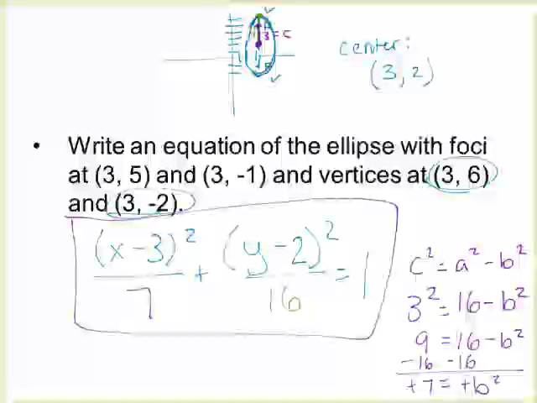Okay, so your center is your midpoint of your vertices. Distance from center to focus is c. So if you're given your focus, then you need to use that secondary equation to be able to get one of your values. Questions?